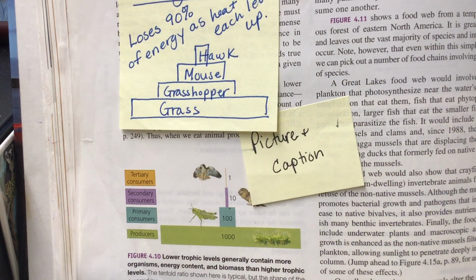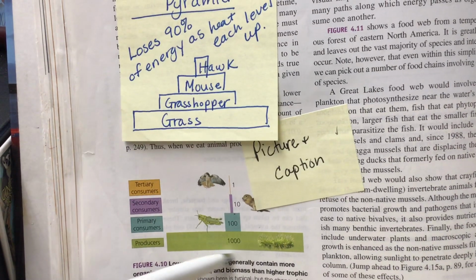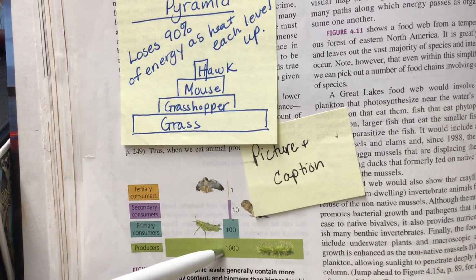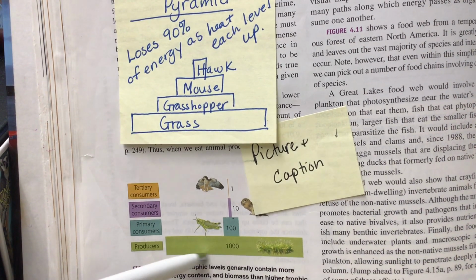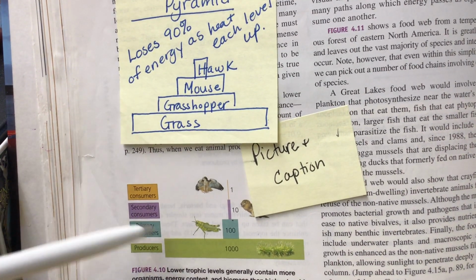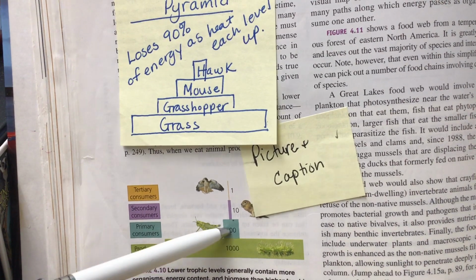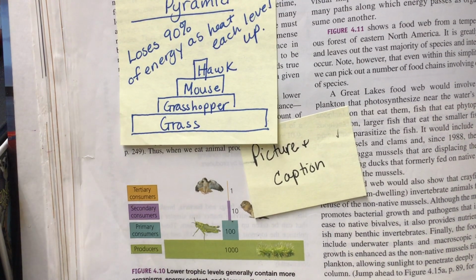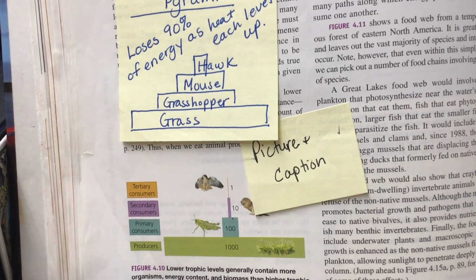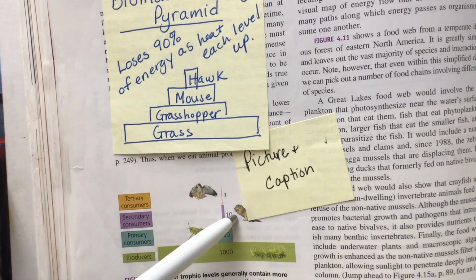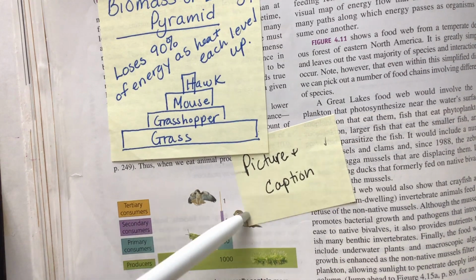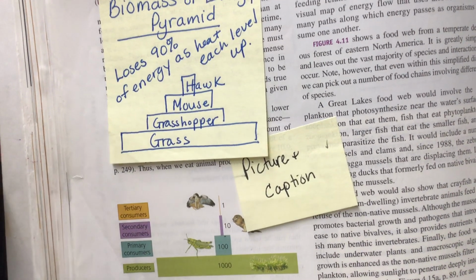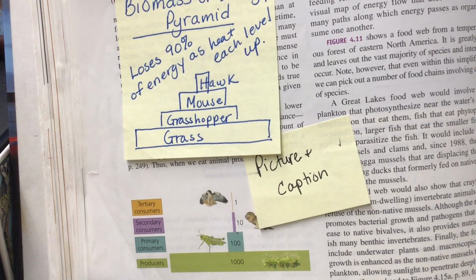And so down here, if you have 1,000 calories of grass, or the grass makes 1,000 calories from the sun, only 100 of it is available for the grasshopper to eat, and only 10 of that's available for the gopher to eat, and then the hawk, only 1 of that original is available. So you can see 90% loss.